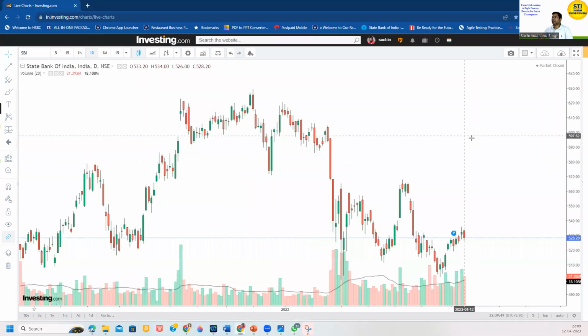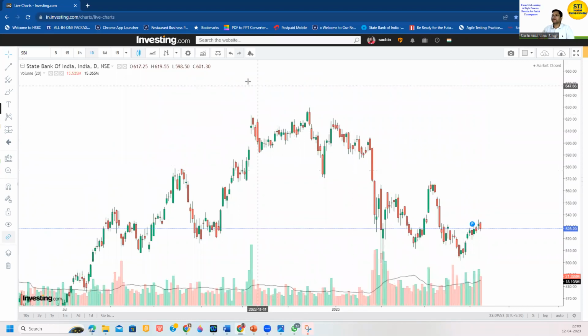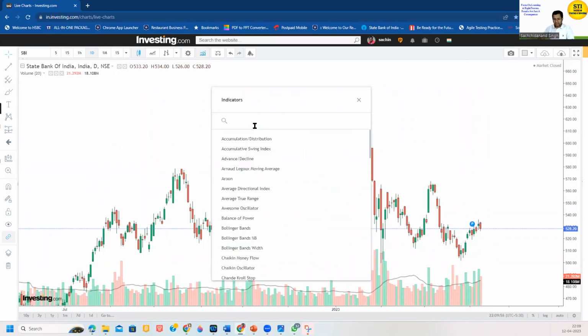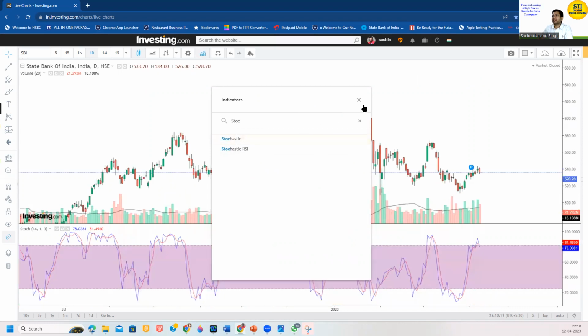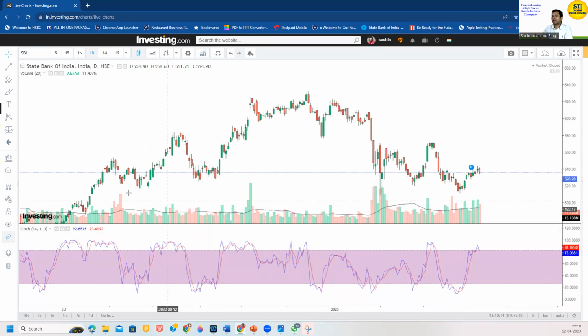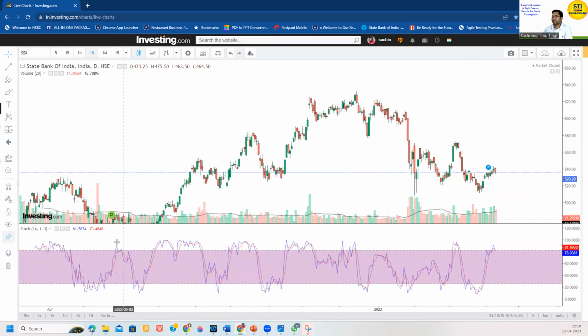So this is my SBI chart. To add the stochastic indicator, I will click on the indicator option and just type STOC. It will give me stochastic and stochastic RSI. We are going to select just stochastic, not stochastic RSI. Once I select the stochastic indicator, it will be added at the bottom side of the page. Here, if you see, the red line is more smooth, and the blue line is too zigzag. So if you look at the stochastic indicator, next to the entry there are three icons, which are the standard format icons. I will click on the middle one, which is format.